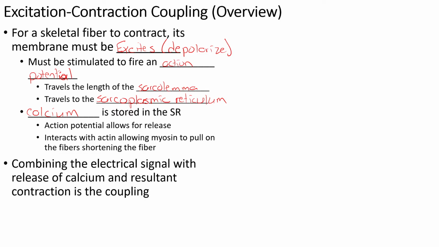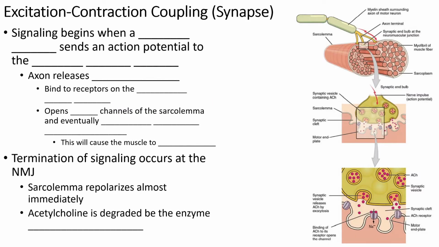So combining the electrical stimulation with the release of calcium resulting in a contraction, that is the excitation contraction coupling, just a general overview. What we're going to do is take a look at how that actually works.